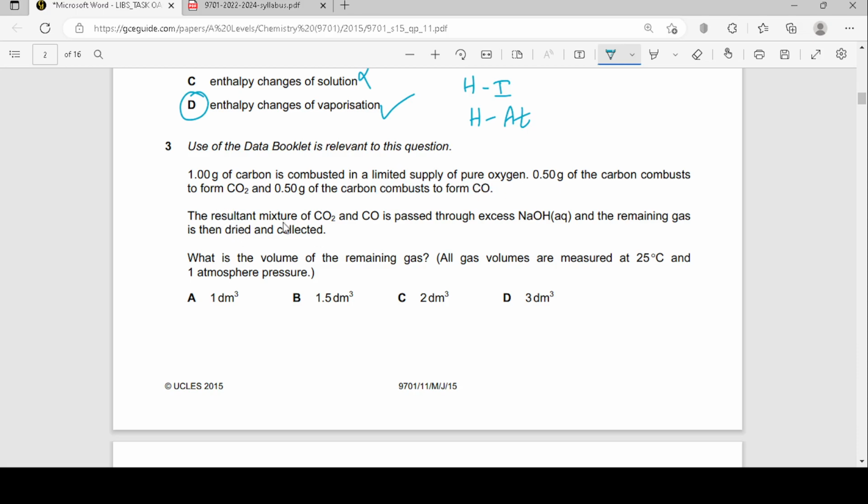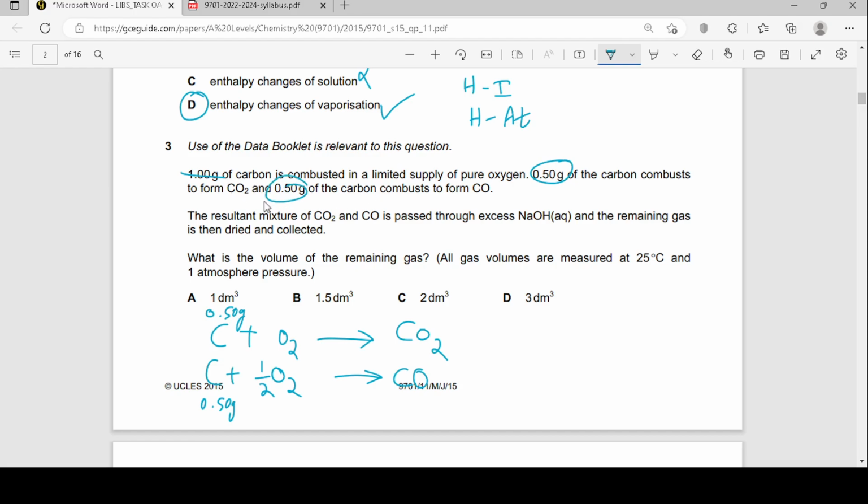1 gram of carbon is combusted in a limited supply of pure oxygen. 0.50 grams of the carbon combust to form CO2, and 0.50 grams of the carbon combust to form CO. So what's happening is you have carbon plus oxygen giving you firstly CO2, and then another equation is C plus O2 gives you CO, right? This one is not balanced, so you just make this 1 by 2, right? This is 0.50 grams of carbon here, and this is 0.50 grams of carbon here. In total, you have 1.00.